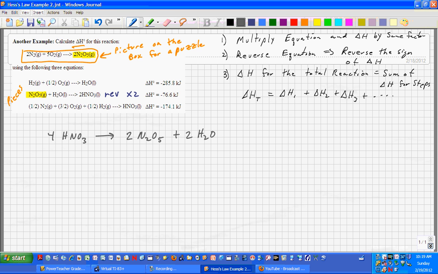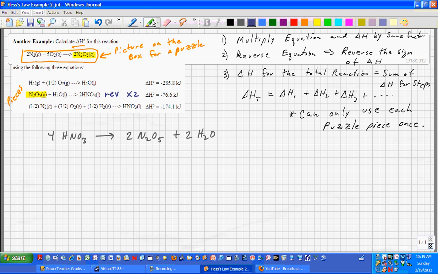Again, I can only use my puzzle pieces once. I should probably write that down. So, you can only use each step, we'll refer to it as a puzzle piece, once. Alright, so let's go back to our problem here.